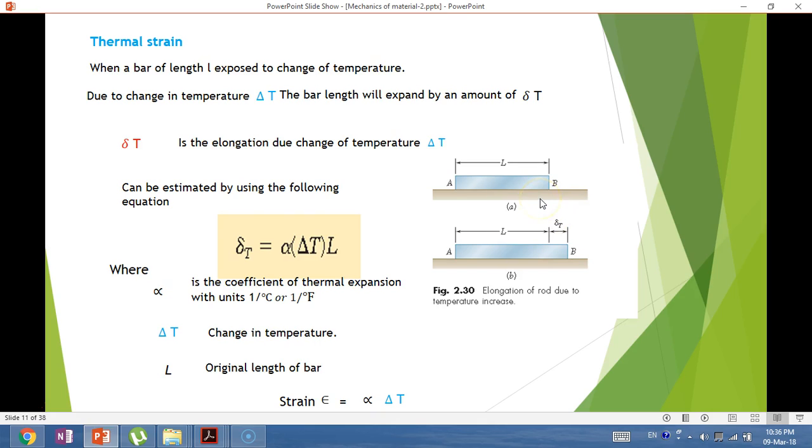But if the temperature is decreased, then we get shortening of the bar. Delta L is equal to alpha, which is the coefficient of thermal expansion, per degree centigrade or per degree Fahrenheit based on the units we are using, times, between brackets, the change of temperature expression, times L, the original length of the bar. If we divide the elongation by the length, we get another expression: the strain epsilon is equal to alpha multiplied by the change of temperature.